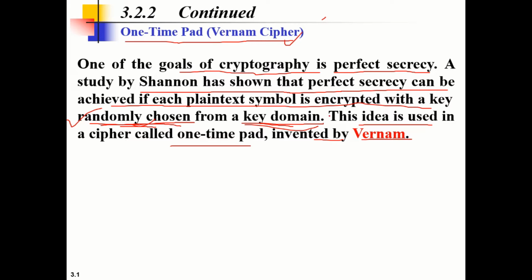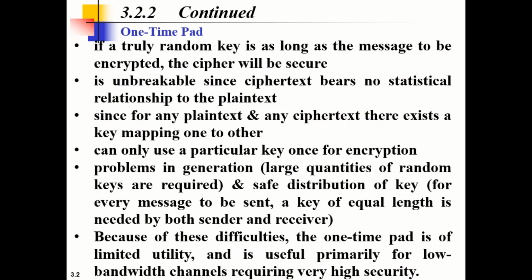So how do we do that? How do we choose this randomly chosen key, and what should be the length of the key? These things we'll be talking about. It says that if a truly random key is as long as the message which you are encrypting, then the cipher will be secure. So one point is the length of the key should be equal to the length of the plain text. And the second thing is that the value of the key should be random.